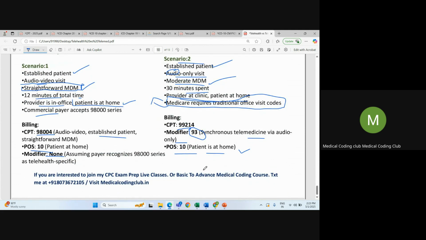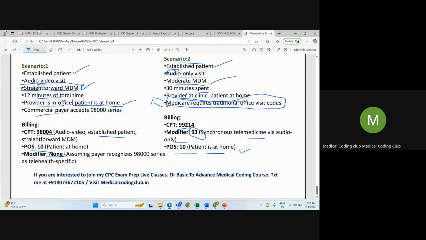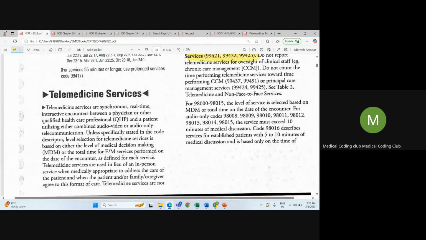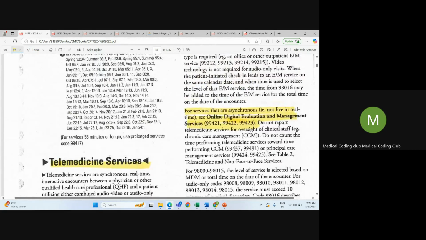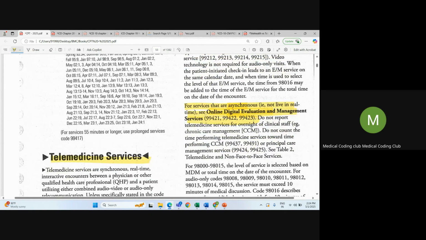And if you want to know about asynchronous, okay, I'll just show you those asynchronous visits. And telecommunications also we will be having. So see here, these are the telemedicine services. And for the services that are asynchronous, we are going to take online digital evaluation and management service from the series 99421, 422, 423. So you can go ahead and check for these CPT codes for asynchronous visit.